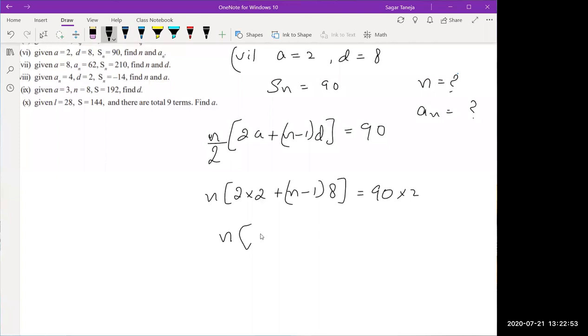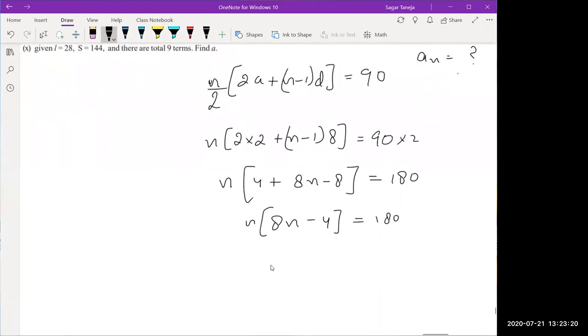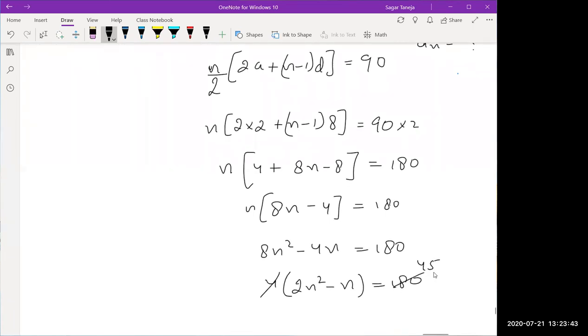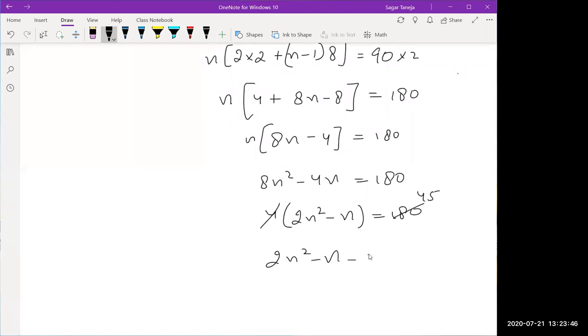So finally it can be written as n(4 + 8n - 8) equals 180. Now 4 minus 8 is minus 4, so (8n - 4) upon n is equals to 180. Multiplying with n inside, 8n² - 4n is equal to 180. Take 4 common to simplify your equation. 180 divided by 4 will be 45. So 2n² - n - 45 is equal to 0.